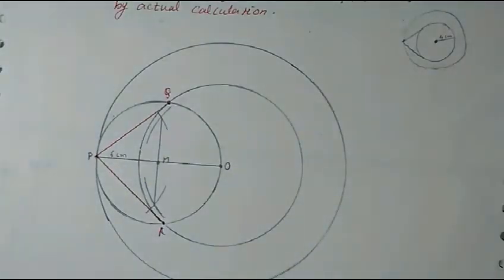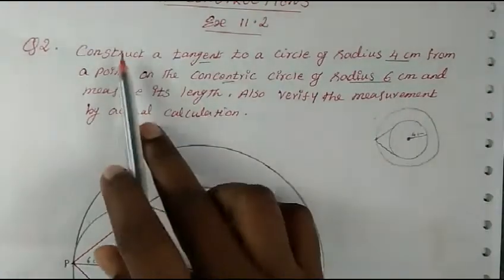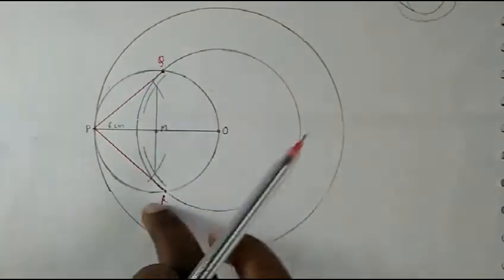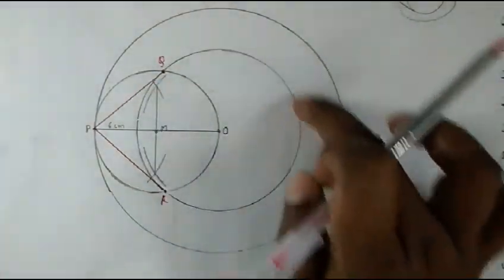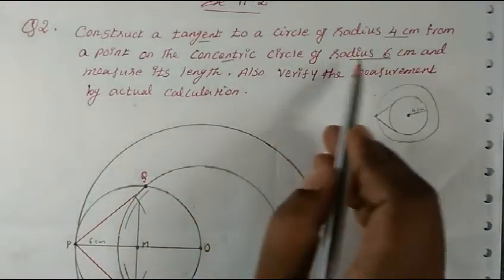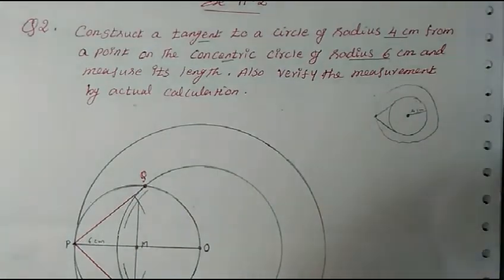Okay, so we have completed the diagram that is asked of us, the construction. We have to construct the tangent, so we have constructed the tangent on this circle. Now what we have to do? Measure its length. So this tangent measurement we have to take.